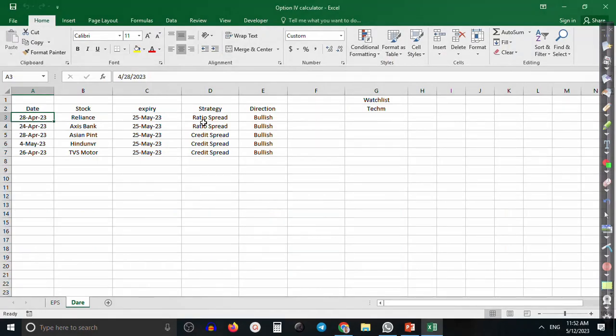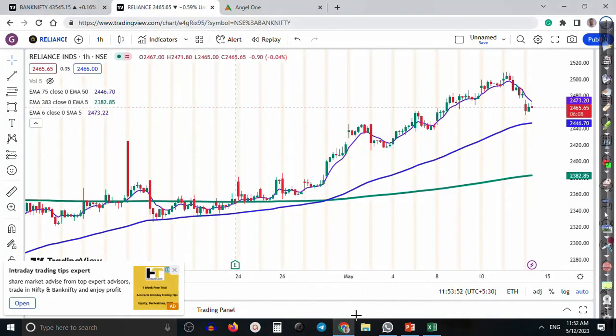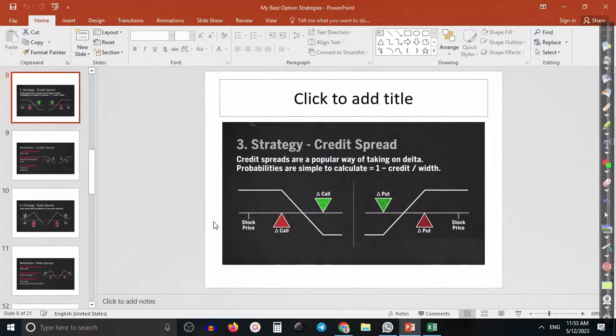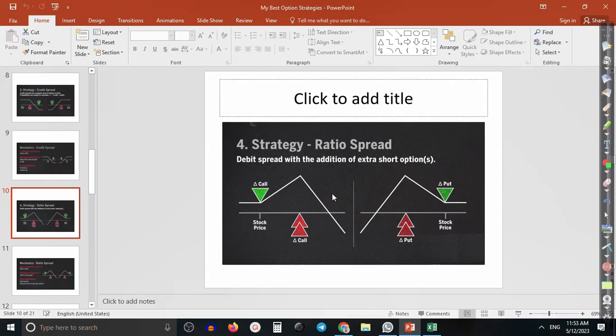So what strategy do I use? Ratio spread. What is the meaning of a ratio spread? This is a credit spread, and this is called a ratio spread. On the downside there is undefined risk, and the upper side is purely protected. So the stock price is somewhere in this area. If the price drops, I'll be profitable.